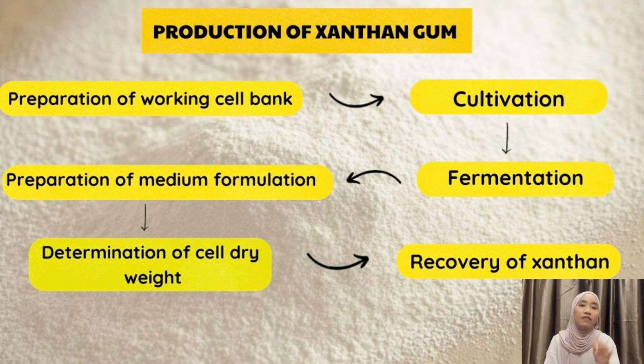In stage 5, the centrifugation technique was used to separate the products and cells from the fermented broth. Lastly, in stage 6, the supernatant was mixed with 96% ethanol and the resulting precipitate on the surface was dried in an oven at 80 degrees Celsius and weighed. So the dried precipitate contains the xanthan products.